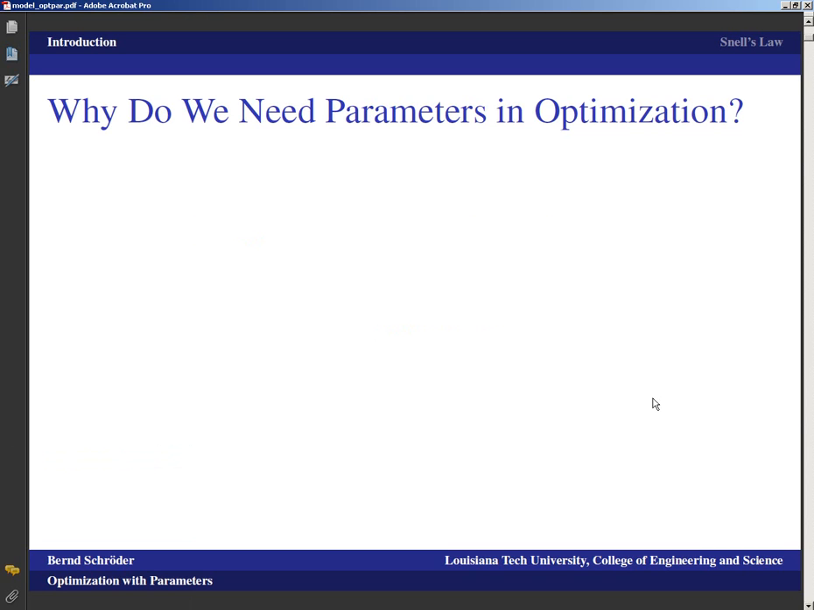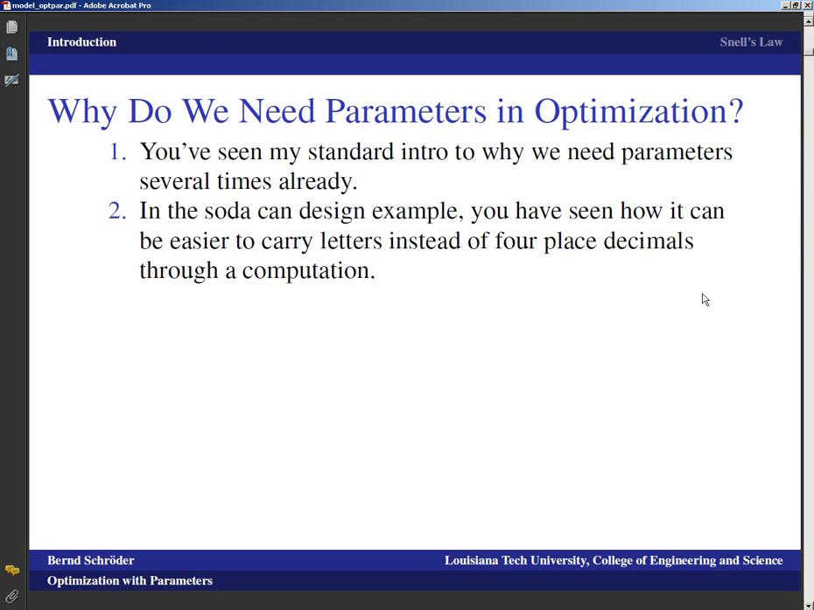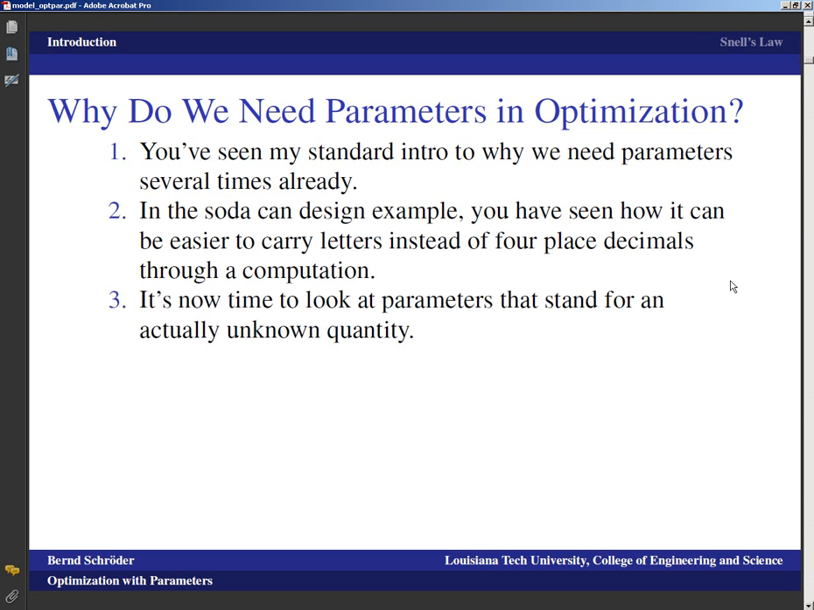So let's look at what we've got here. Again, as always, first let's just see why we may need parameters in optimization problems aside from this example. I mean, there's a general principle behind this, right? And you've seen my standard intro in which I talked to you about why we need parameters, and it may be a little bit long-winded, but I'm just trying to encourage you there because switching to working with parameters can be a challenge, but I keep trying to say, look, it's well worth it, and we're going to see it here also. We've also seen in the soda can design example that we might as well carry letters rather than 4-place decimals through a computation. It gives us a little bit less to write.